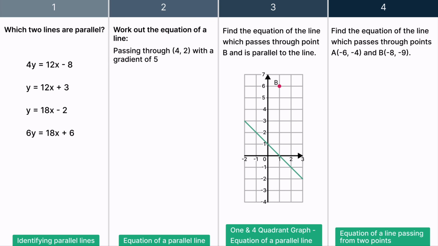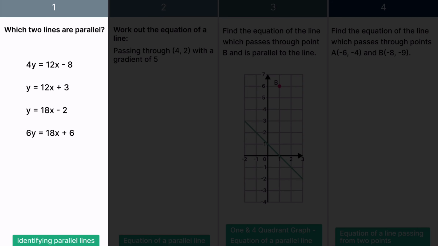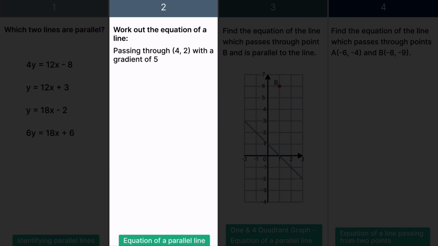Equation of a straight line with coordinates is what we're looking at in this video. It's split into 4 parts. In part 1, we're looking at examples like this. Which two of these lines are parallel? And in part 2, we're looking at examples like this. How do you find the equation of a line passing through a coordinate given a gradient like that?